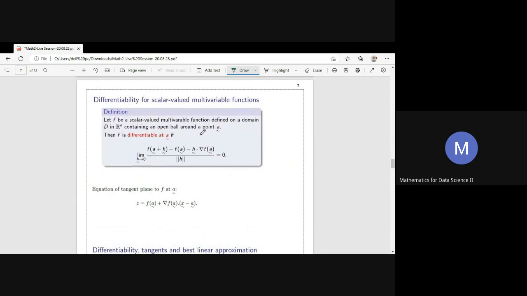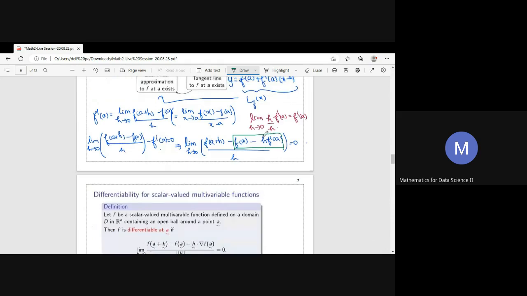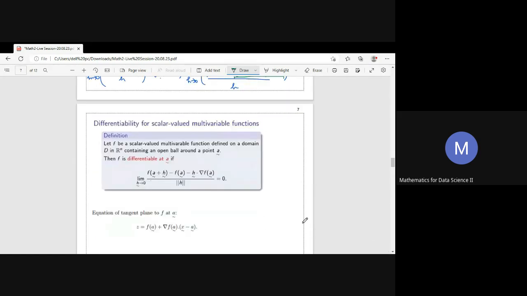For the multivariable function, this definition uses exactly the same thing. Whatever expression you have here, the same they are using here as well. Let f be a scalar valued multivariable function defined on a domain D in Rn containing an open ball around a tilde. Then f is differentiable at a tilde if limit h tilde, where h tilde is not just a number but now a vector. That is why there is this tilde notation.